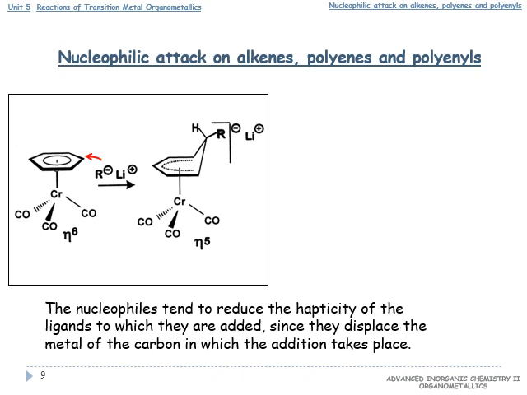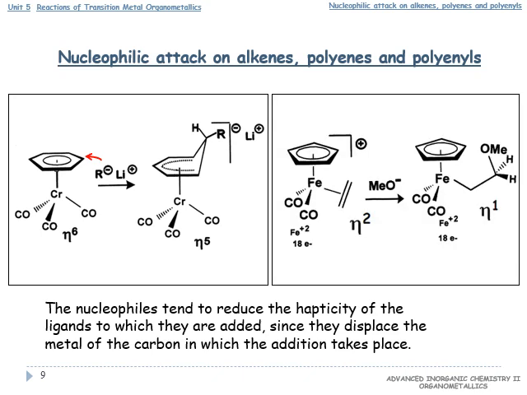In the second example, the metal is in a high oxidation state, that is iron 2, and also the complex has a positive charge. It is a cation. Therefore, the nucleophilic addition is favored. The methoxy anion will add to one of the carbons of ethylene, and the new anionic alkyl ligand is formed.